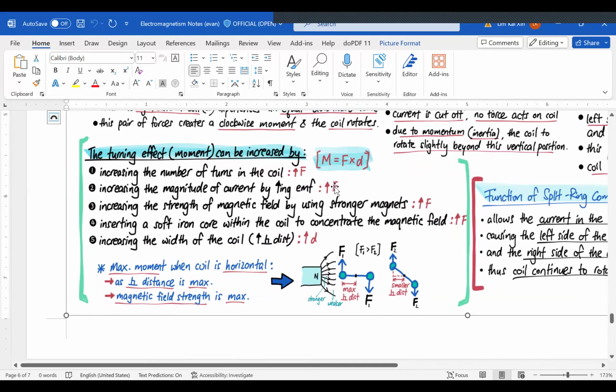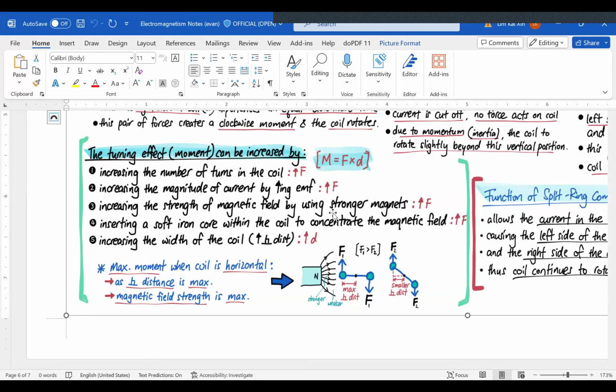Okay, so again, this will increase the force. I can increase the strength of the magnetic field by using a stronger magnet. This will increase the force. Or insert a soft iron core within the coil to concentrate the magnetic field. This will again increase the force. Okay, so these are the same as the factors affecting the force acting on any current carrying conductor. I can just do any of these steps.